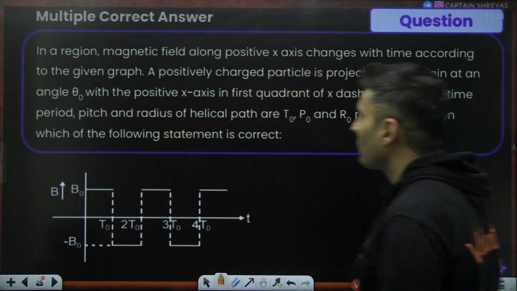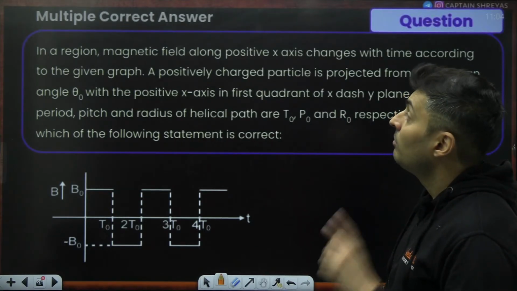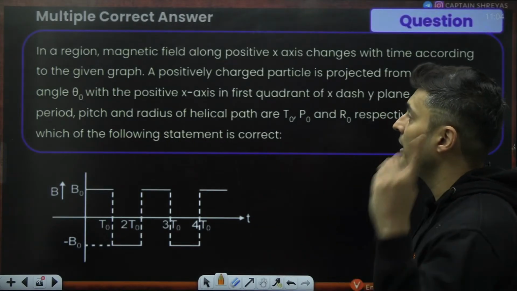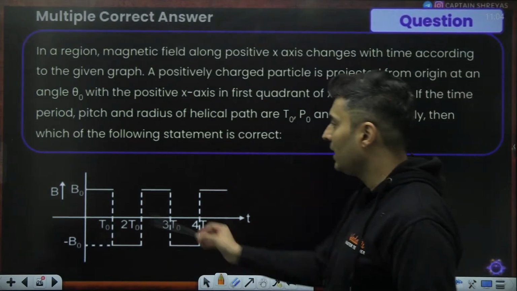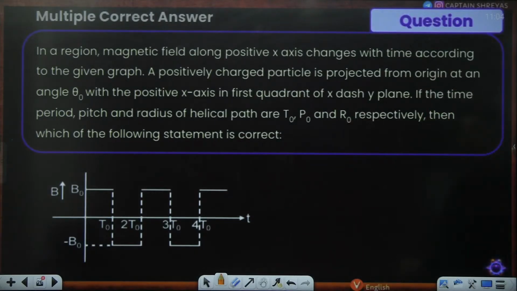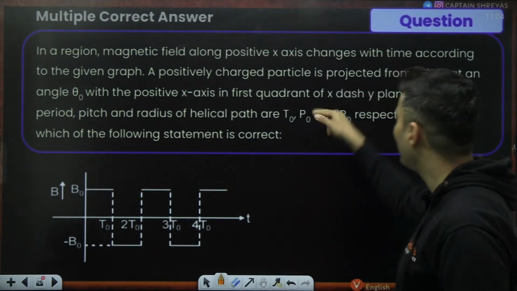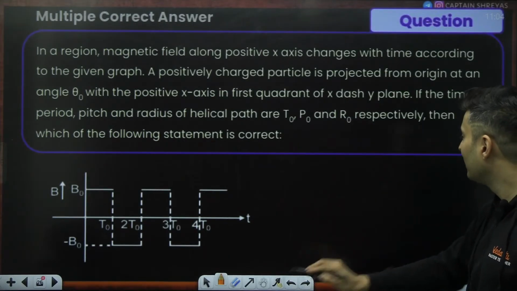Okay, cool. In a region, magnetic field along the positive x-axis changes with time according to the given graph. A positively charged particle is projected from the origin at an angle theta with the positive x-axis in the first quadrant of the xy plane. Here xy plane is literally the xy plane, I think it was typed over here.